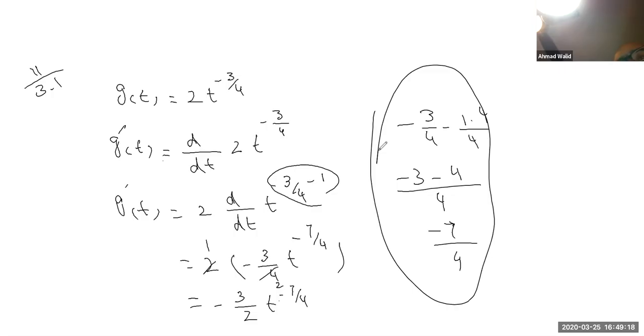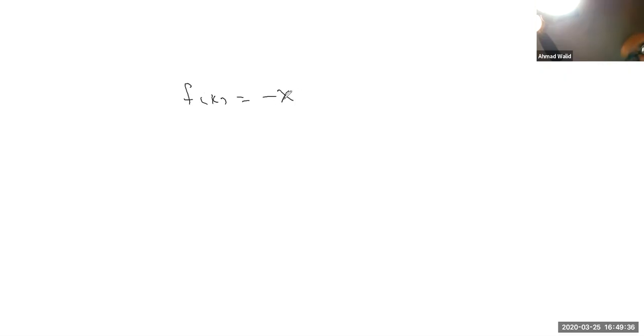I will do one more. Can I clear the board? Yep. Look, an easy one, but you have to be always careful. For example, f of x equals negative x. They are asking you to find f prime x.